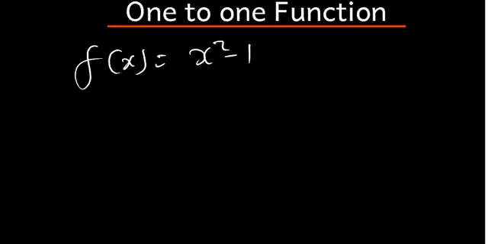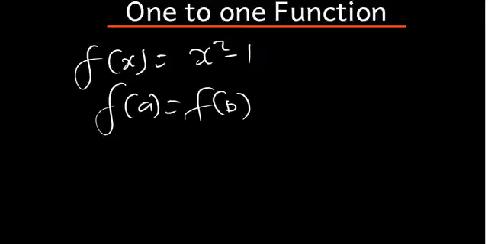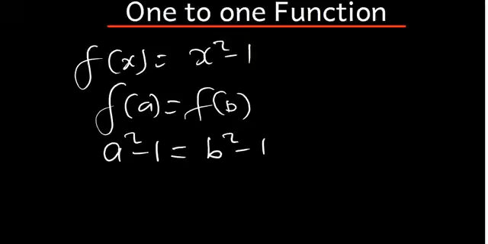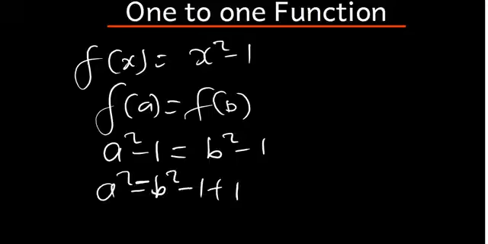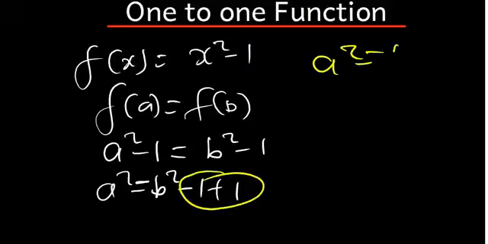Let's prove. A function is said to be one-to-one if f of a is equal to f of b. What it means here is that in this function, where there is x, I'm going to put a. So a squared minus 1 has to be equal to b squared minus 1. I can shift 1 to the other side, so a squared has to be equal to b squared minus 1 plus 1. These two can cancel out. So we're going to have a squared is equal to b squared.